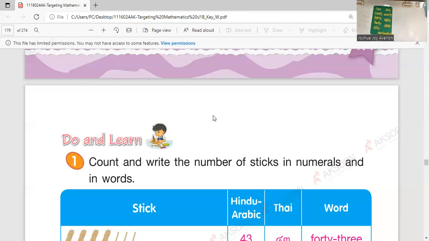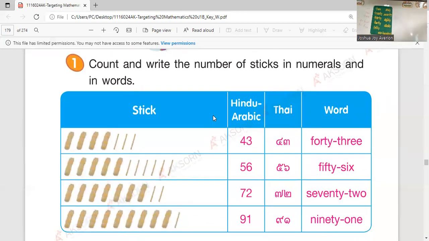Okay, so let's answer. The first one, how many? 43. What is that inside? 4, 3. Next we have, what is this? 56. Very good. Not 5, 6. 56. So what is that inside?